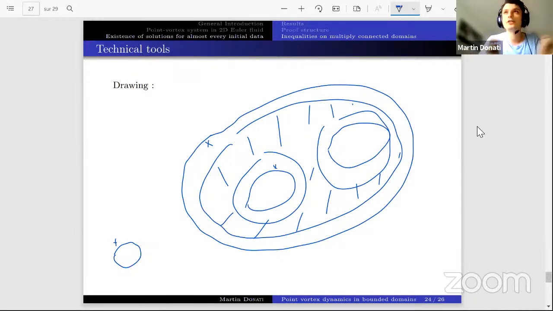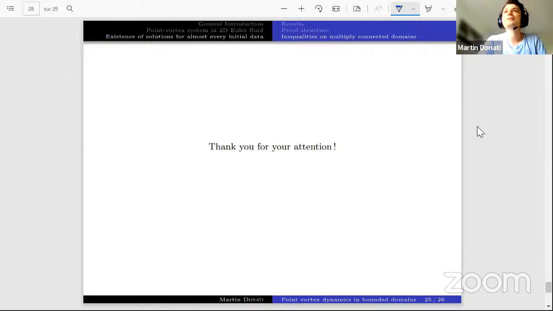Of course, there is the singularity of the Green's function, but that's the most technical and important part, and my particular contribution to this problem. So what we saw here is that even in the presence of a more complicated boundary, not necessarily simply connected, which was the hard part, the point vortex dynamics has a global solution for almost every initial datum. And I thank you very much for your attention.